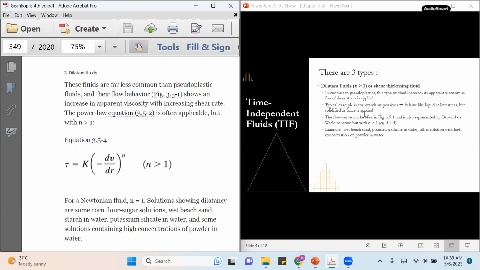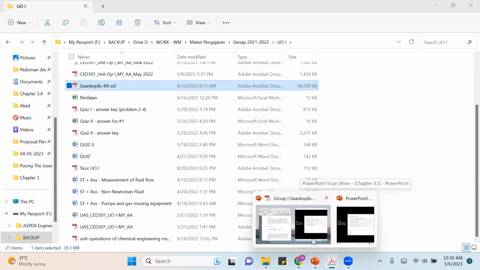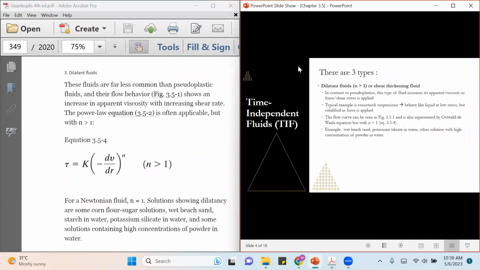I don't know whether you have seen a variety show in Japan. They sometimes have a game where people start to run on the cornstarch suspension. When they run, they can stay above the liquid, but once they stop running, they will start to sink. So that's the dilatant fluids.